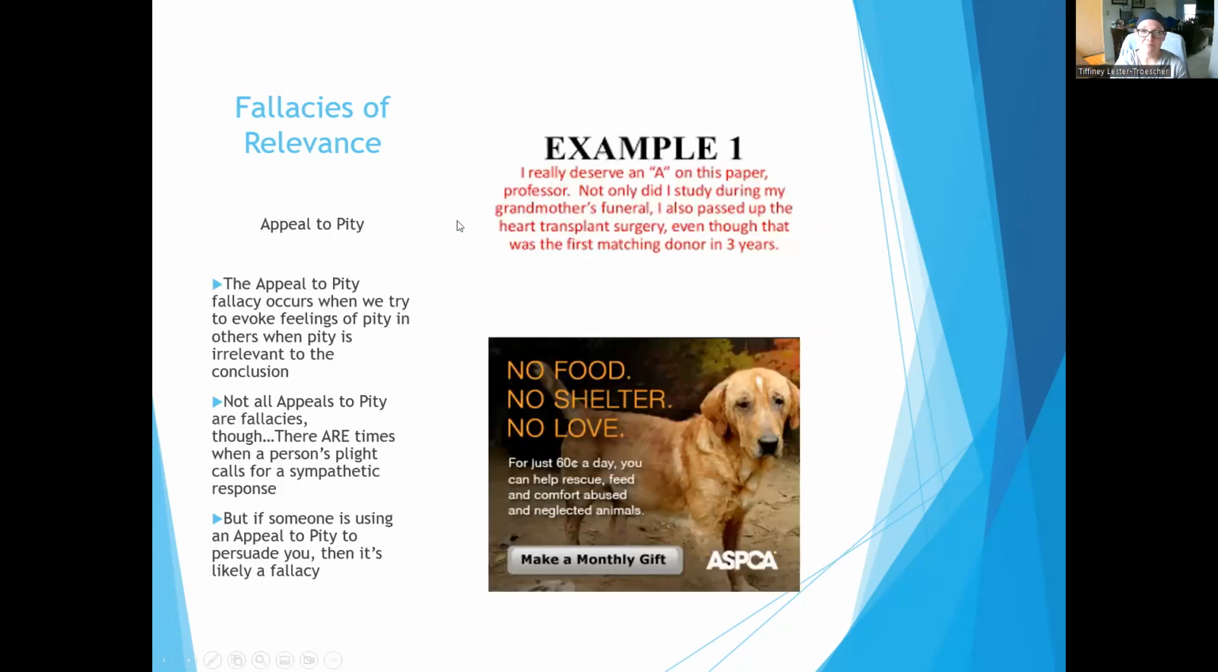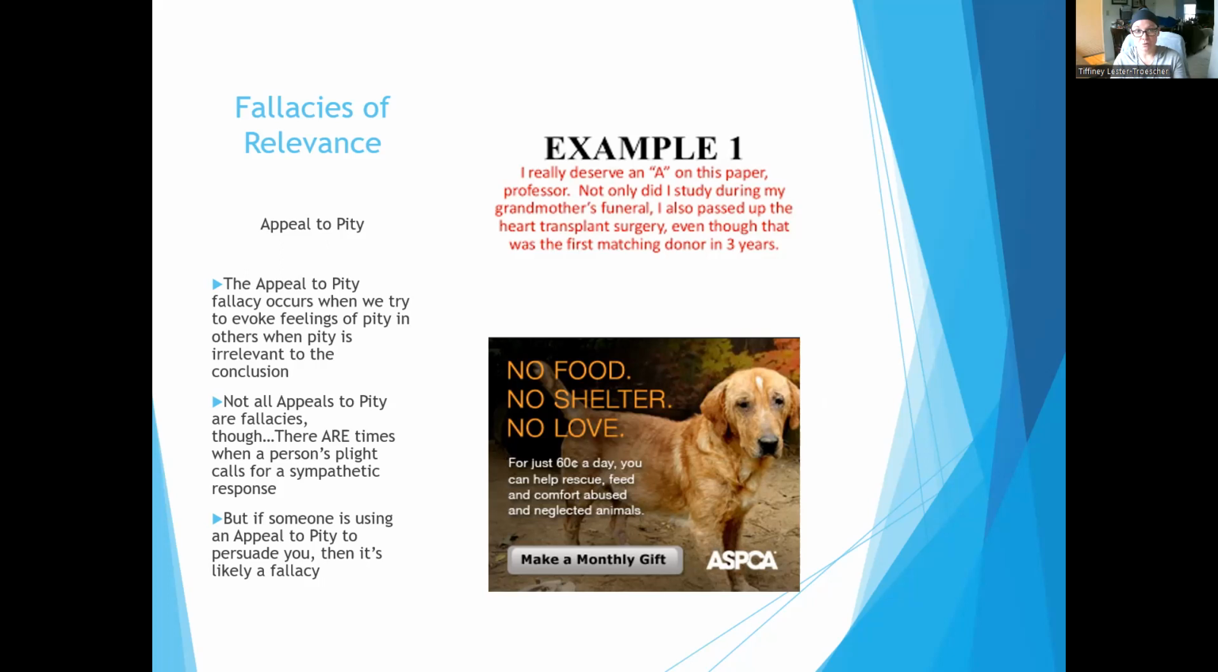Then we have our appeal to pity. This occurs when we try to evoke feelings of pity, right? This pathos, when it is irrelevant to the conclusion. Now, not all appeals to pity are fallacies, because there are times when a person's plight, like what they're going through, does call for a sympathetic response. But if the appeal to pity is being used to persuade you, to convince you, then it's a fallacy.